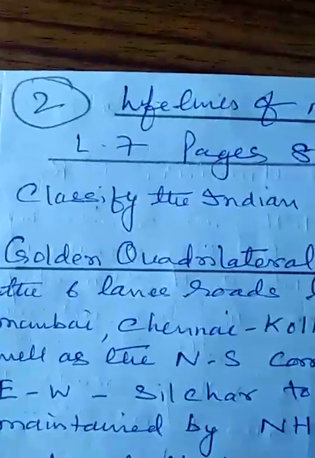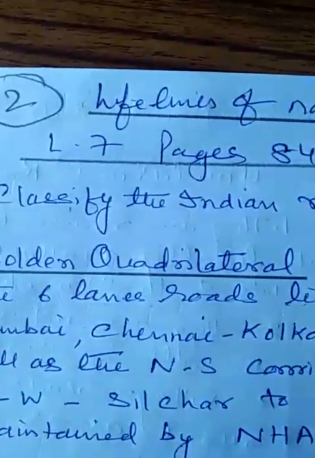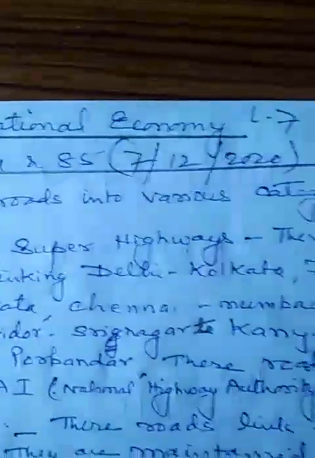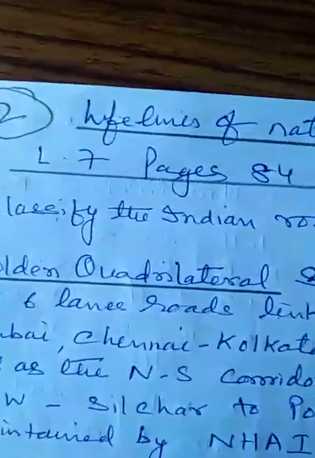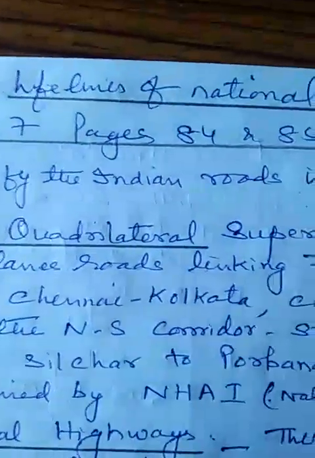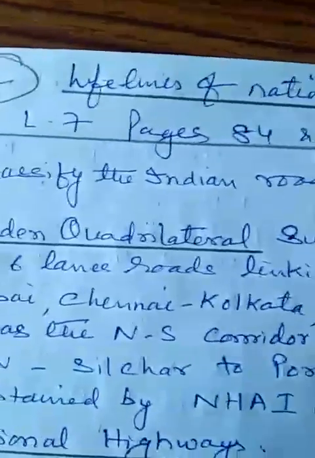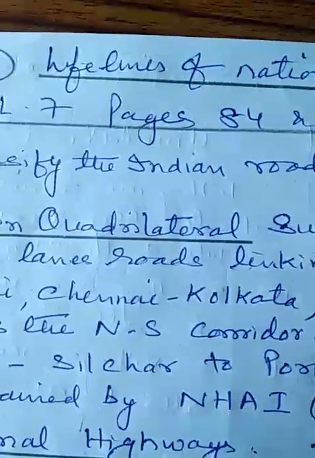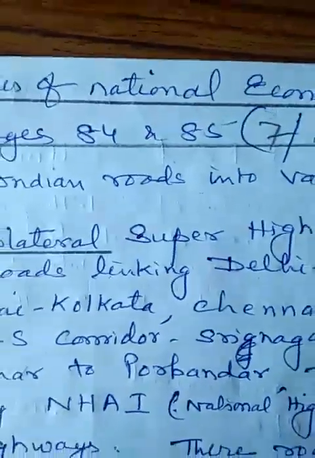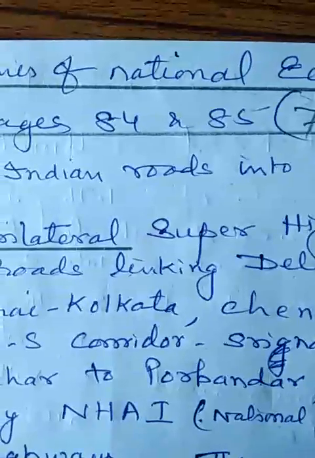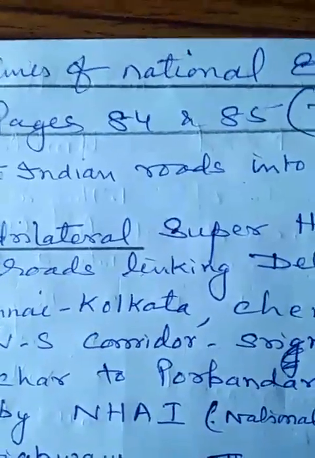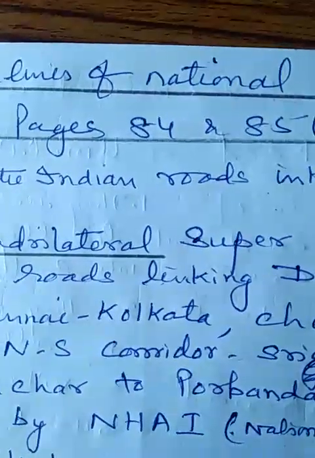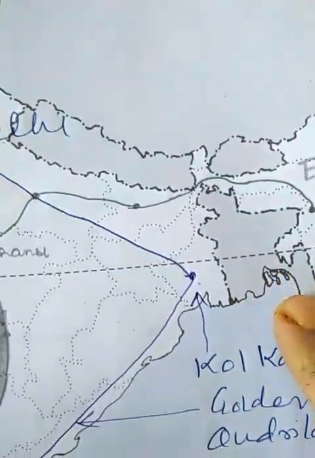The first is the Golden Quadrilateral. The Golden Quadrilateral is the super highway. These are the 6 lane roads which are connecting New Delhi to Kolkata, New Delhi to Mumbai, Mumbai to Chennai, and Chennai to Kolkata. It is in the form of a rectangle, a quadrilateral shape, a four-sided road. So it has been termed as a Golden Quadrilateral.